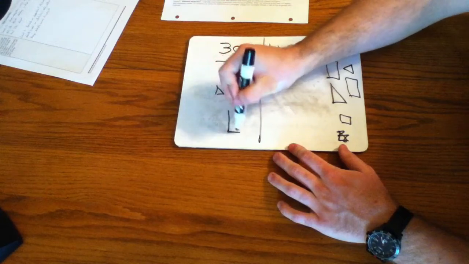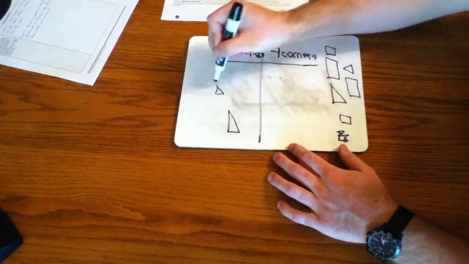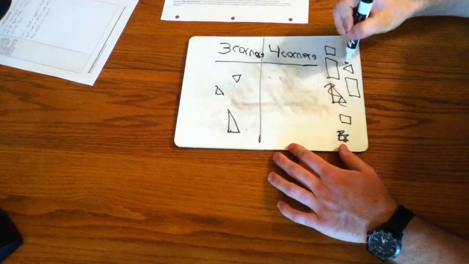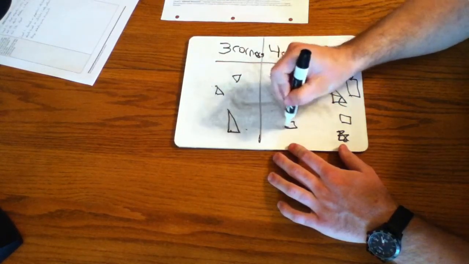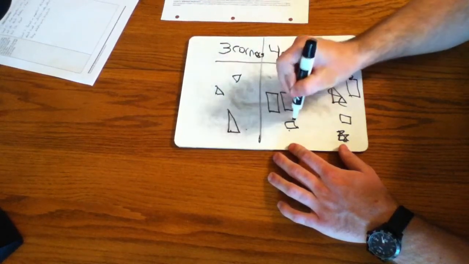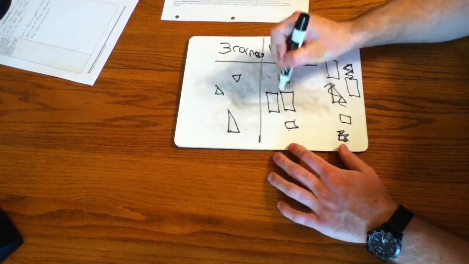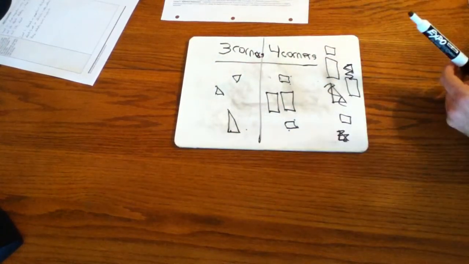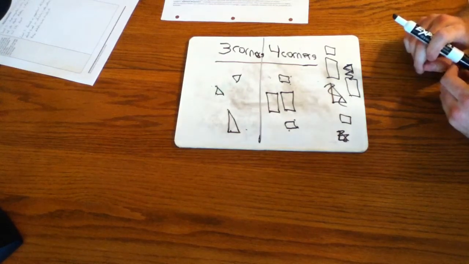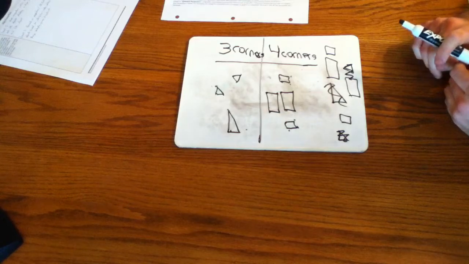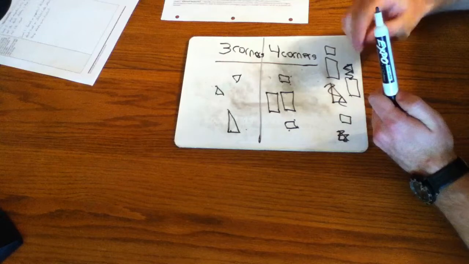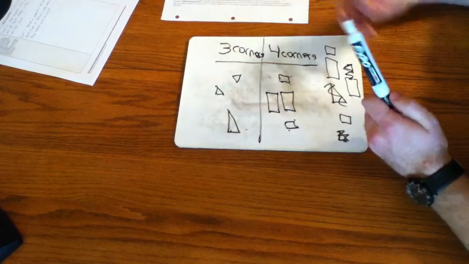So they would be able to count 1 2 3, 1 2 3, and then 1 2 3, and then you'll have these, which will all have 1 2 3 4, 1 2 3 4, 1 2 3 4, 1 2 3 4. All of those will have 4 corners. And so that is a brief lesson on geometry in a kinder or first grade classroom using the Van Hiele model.